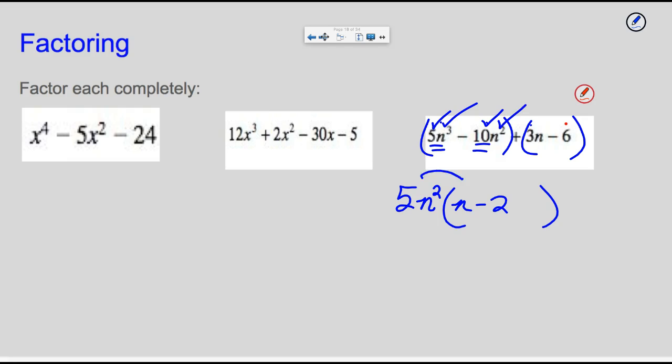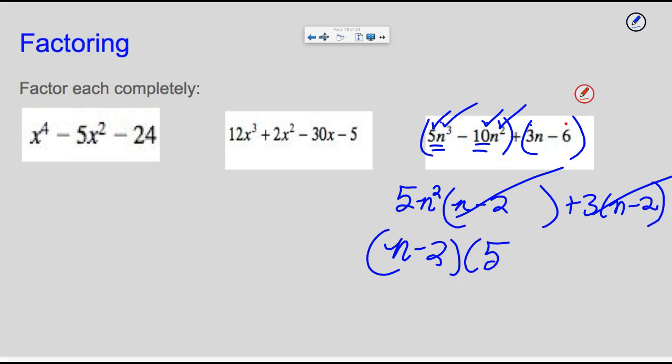You might even want to just check it. 5n cubed minus 10n squared. It's looking really good. My last one, I can pull a 3 out, and that'll leave me with an n minus 2. So when I'm all done, I have an n minus 2, this is in both of them, times a 5n squared plus 3.